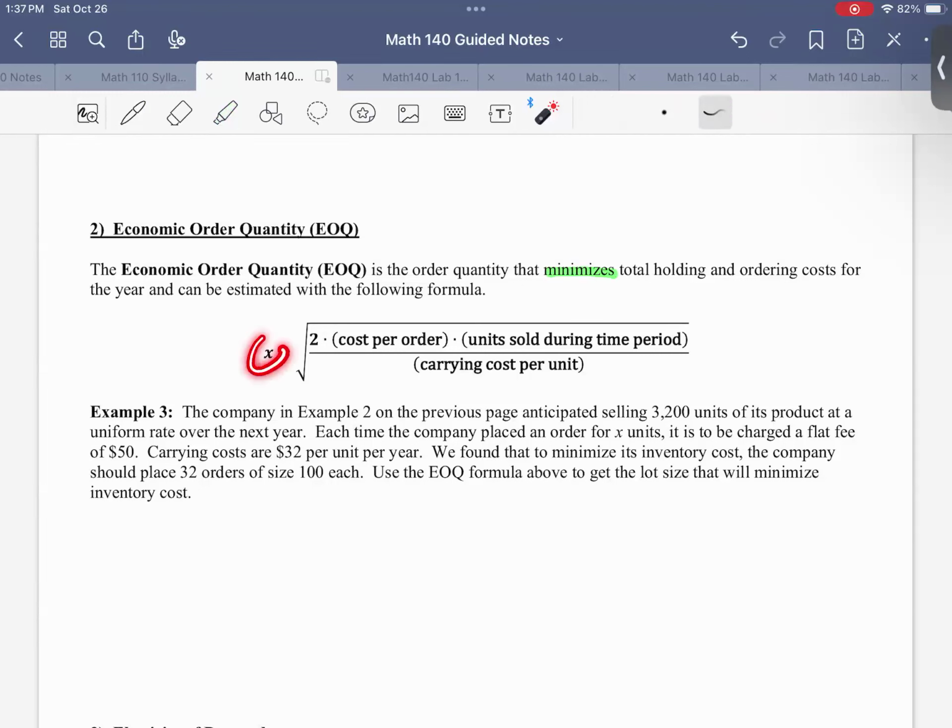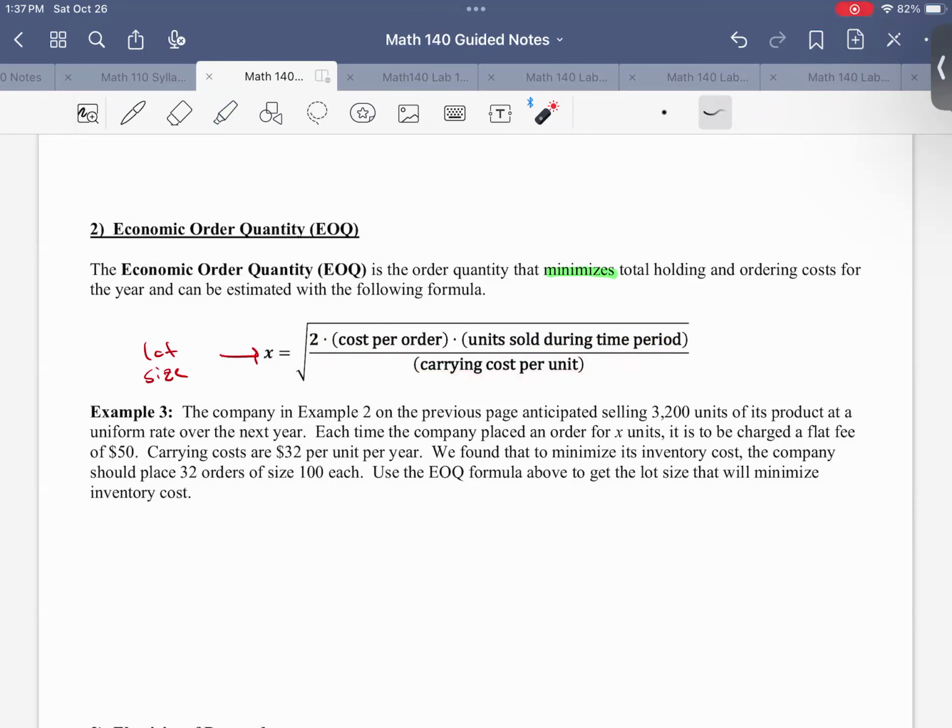So it's just X, which is, remember, lot size, is 2 times the cost per order times the number of units sold during that time period divided by that carrying cost.